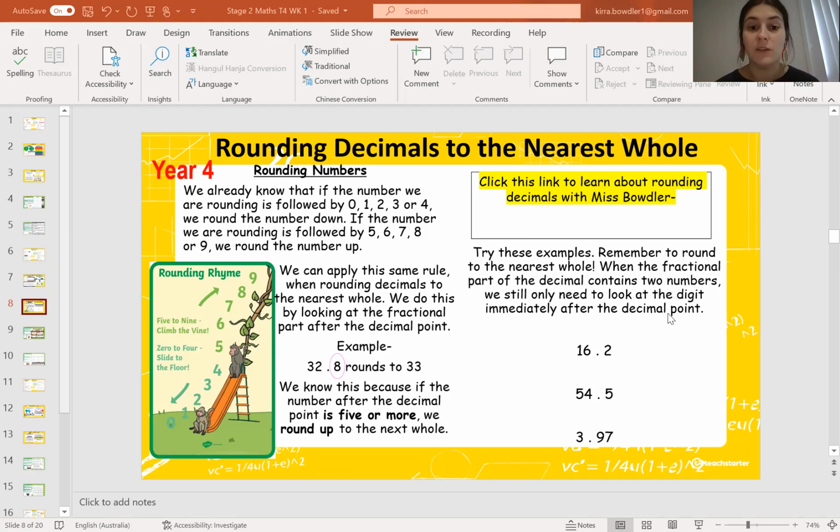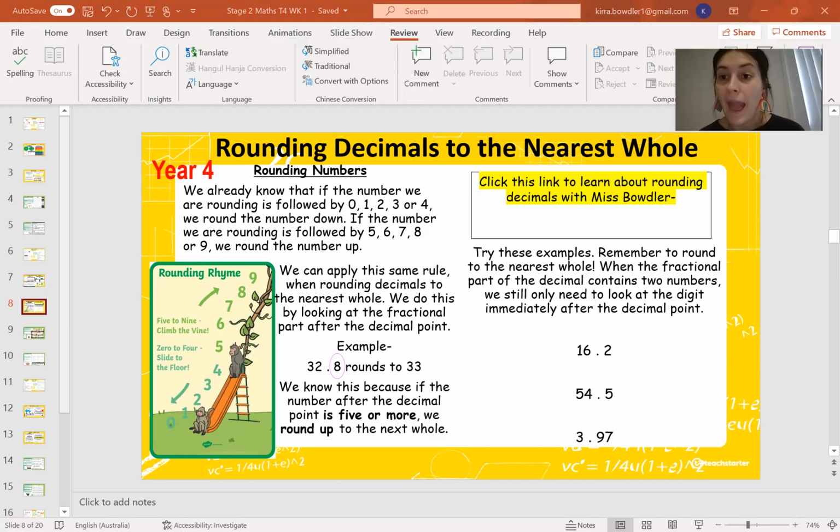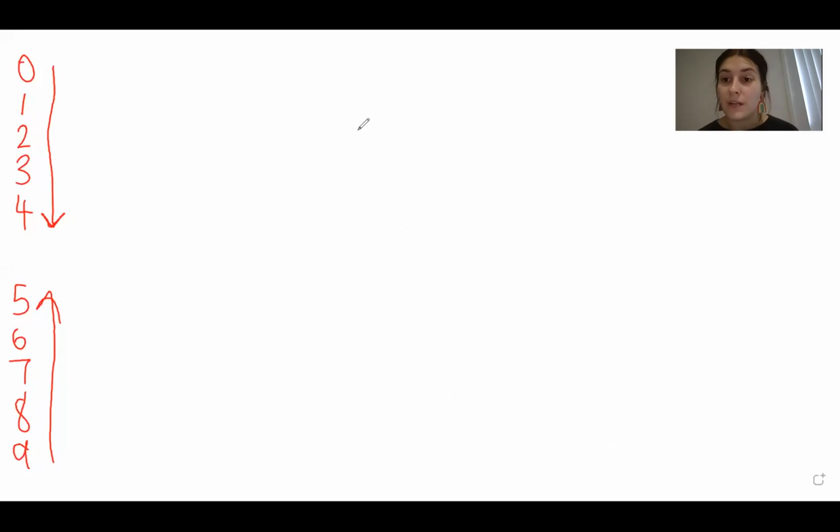What we have to do is actually look at the fractional part after the decimal point. So for example, here I've got 32.8. We don't look at the whole, we look at the bit after the point, the fractional part. I've circled the 8 here because this is the fractional part of this decimal. I know that 8 is higher than 5, so I'm going to round it to the next whole, which is 33. I'm just going to give you some examples here and show you how to find the wholes on either side if you're a little bit confused.